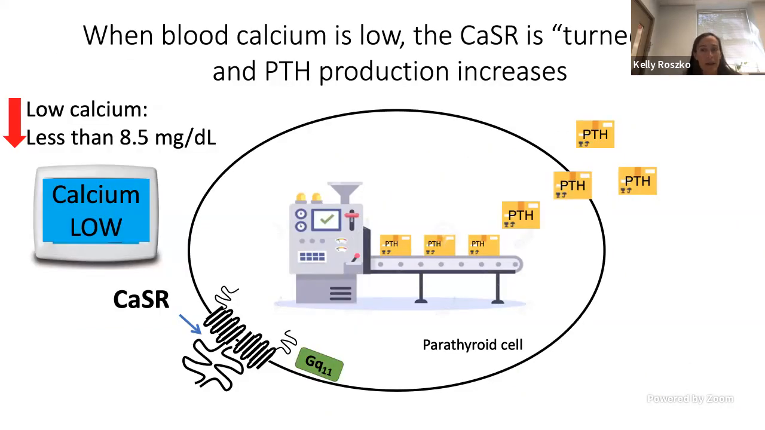So when there's low calcium in the blood, the calcium sensing receptor is turned down and the PTH is released into the blood. And the calcium sensing receptor is essentially telling the parathyroids too little calcium, so make this PTH.